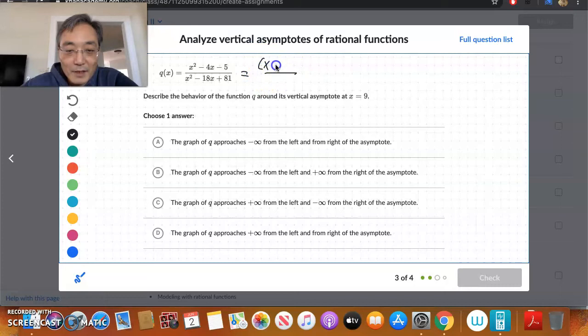It's going to be x minus 5 and x plus 1. And on the bottom, that's a perfect square trinomial, so it's x minus 9 times x minus 9, right? Or x minus 9 squared. And that's where we're getting this vertical asymptote, right? If you set this equal to 0, you get x equals 9, and there's our vertical asymptote.